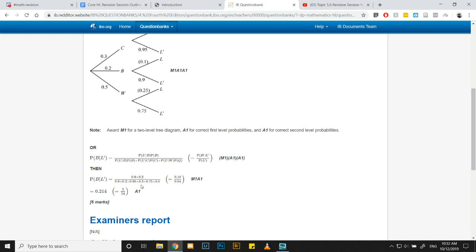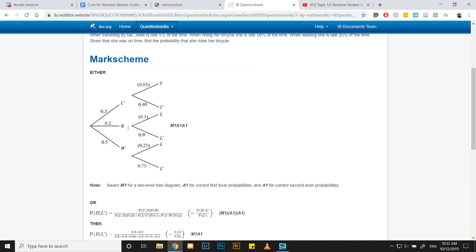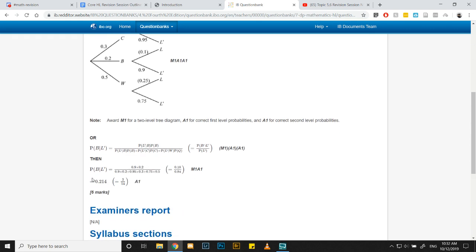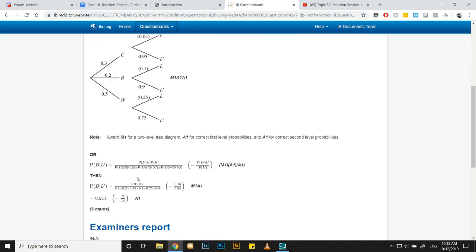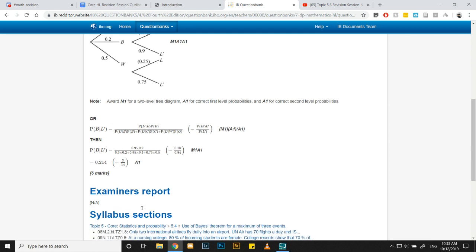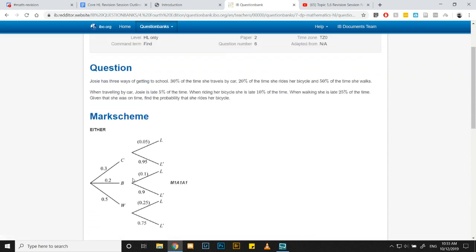You use your Bayes' theorem, which is the probability that she rides her bicycle, given that she is on time. So that's the L complement. Then literally this is the whole big formula of Bayes' theorem, and they just plug in all these values one by one, and they get this calculation, and that's that. That is how you would use Bayes' theorem to solve this.